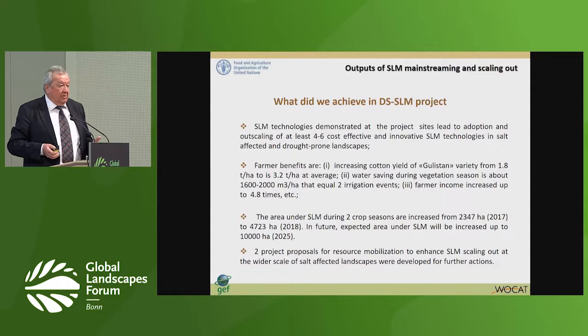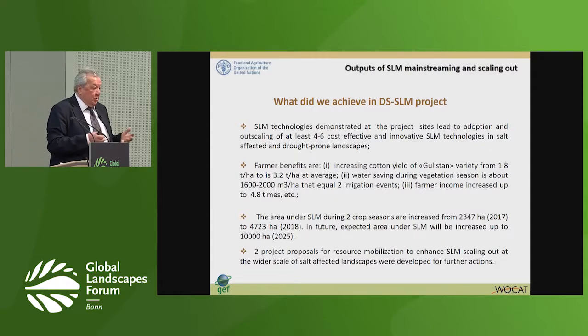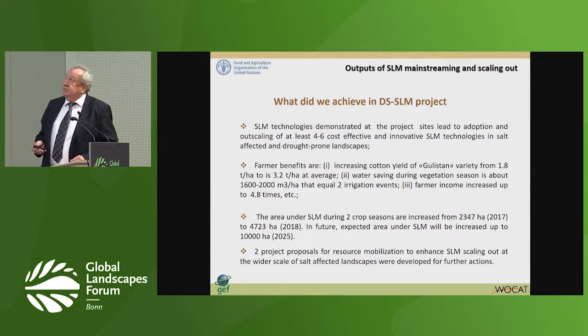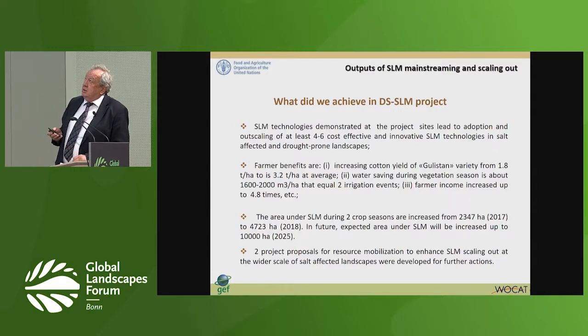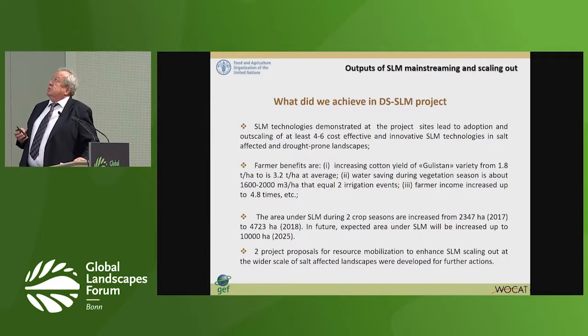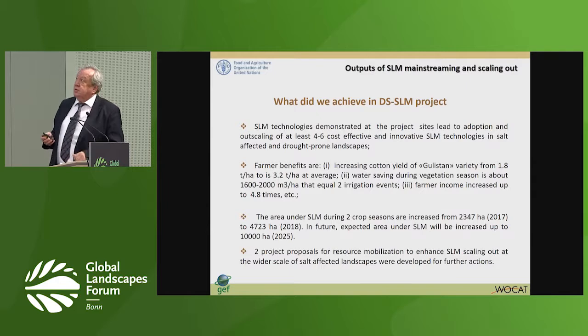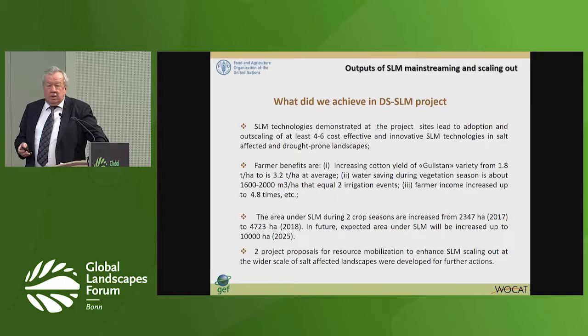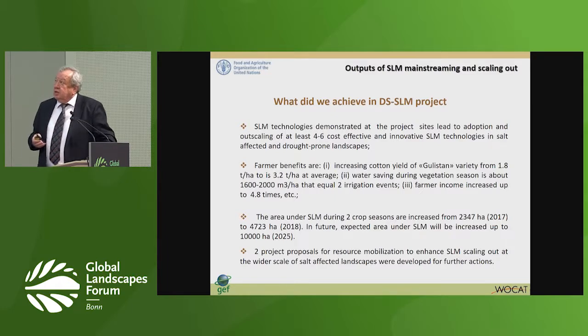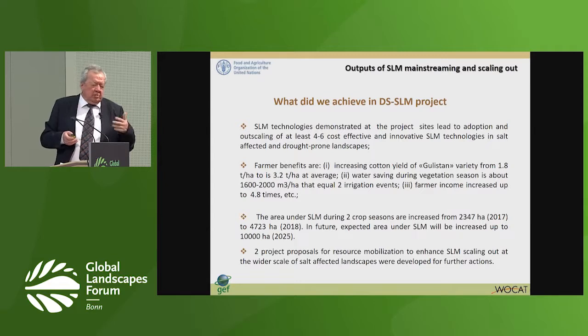And what did we achieve? The main thing during this job, of course, is to achieve something. We demonstrated 5 cost-effective SLM technologies on salt-affected and drought-prone lands. Farmer benefits, a very important thing, are increasing cotton yield of the Gulistan new sort from 1.8 tons per hectare up to 3.2 tons per hectare on average. And water saving during the vegetation season is about 2,000 cubic meters per hectare. It means that we avoid 2 irrigation events.